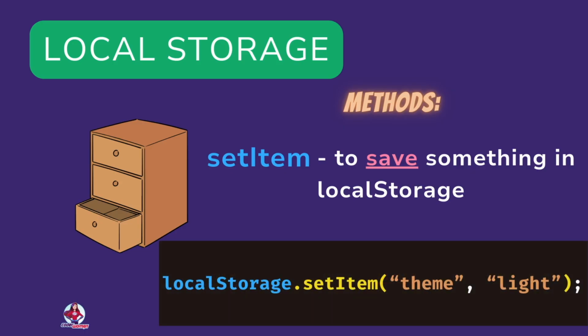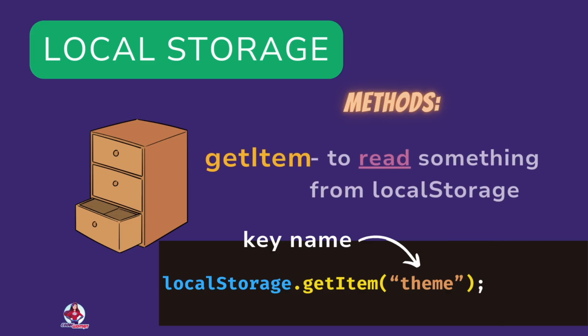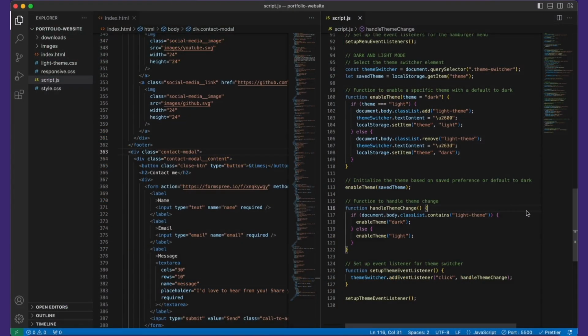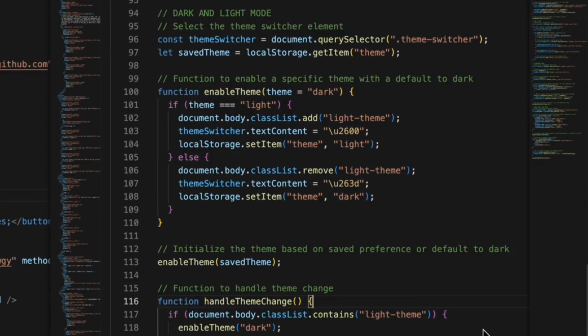With setItem, we need to give two things. First, the name under which we'll find the information, and second, what the information is. For the getItem method, we just enter the name of the information we want to get. Okay, you now know the basics of storing information in the browser. Let's look at the JavaScript code. I left the theme switcher variable unchanged. We need it in the functions.